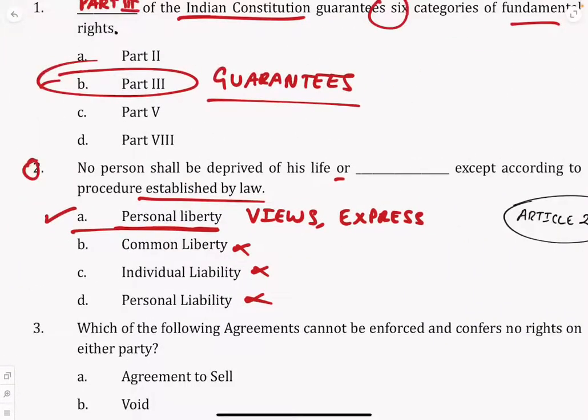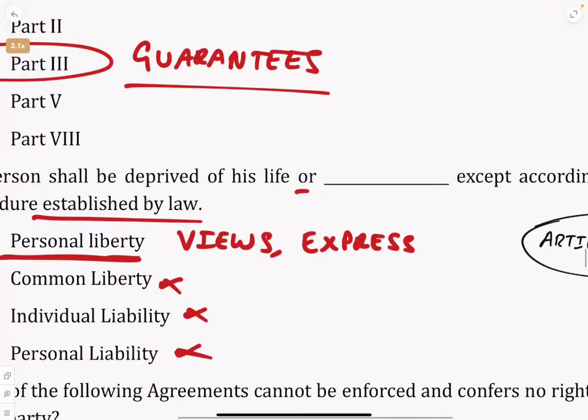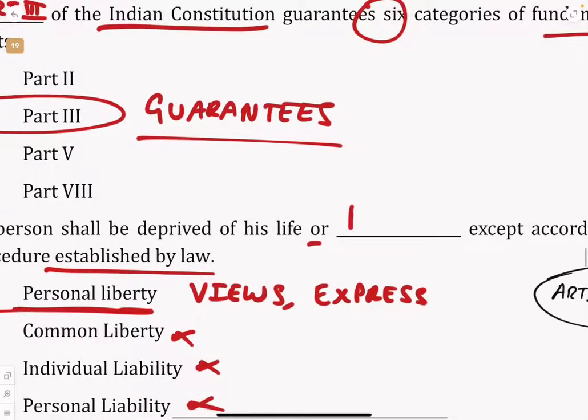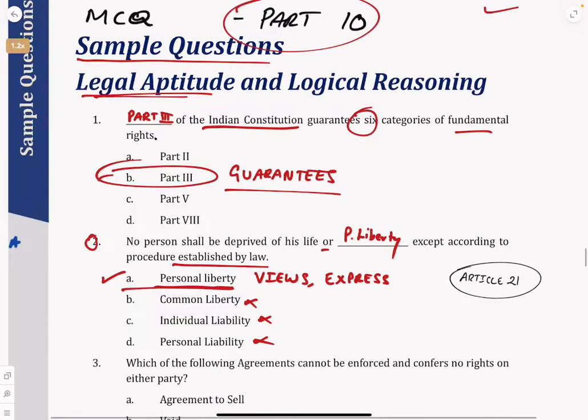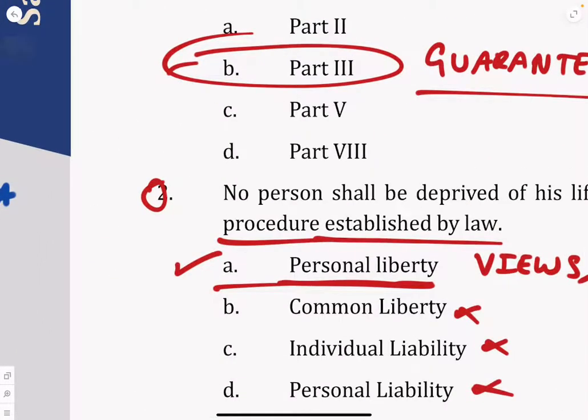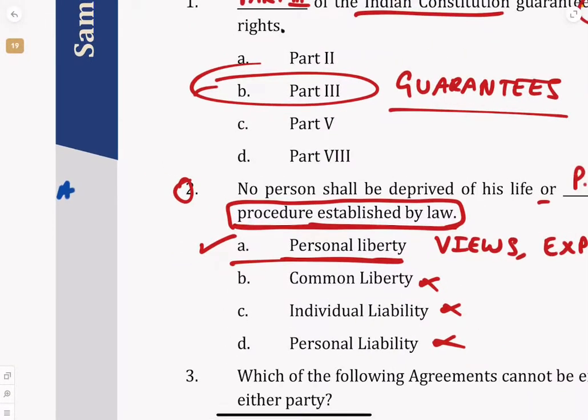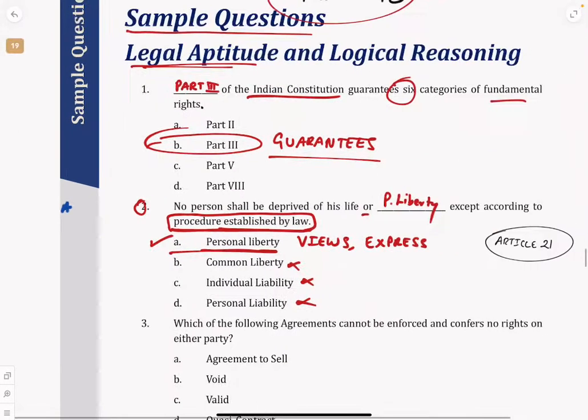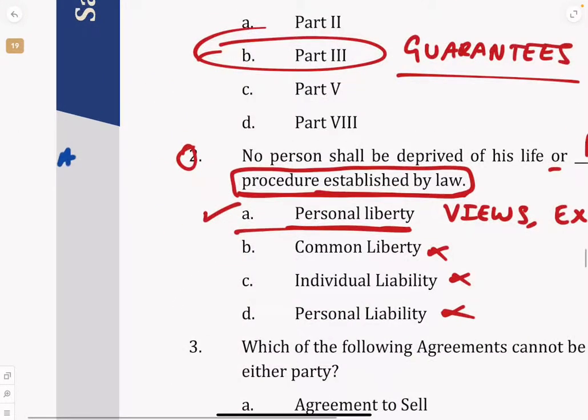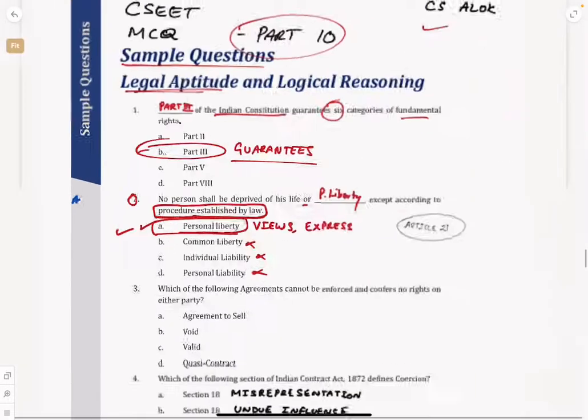No person shall be deprived of his life or personal liberty, except according to the procedure established by law. So there the government can make some laws where your personal liberty can be curtailed for the safety of the country, security of the country, things like that. So that is what we need to understand. So that is Article 21. So the answer is option number A.